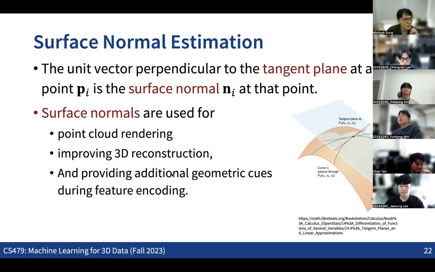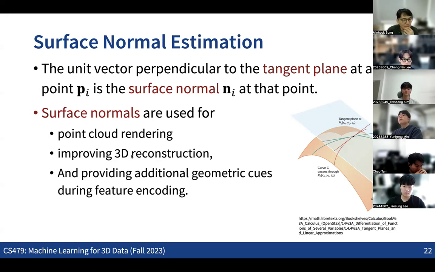And we're also going to see that the surface normal can be used to improve 3D reconstruction as well. When you convert a point cloud into some implicit function, if we have the surface normal information, that can be quite useful in improving the reconstruction quality. So the surface normal is widely used in many applications.